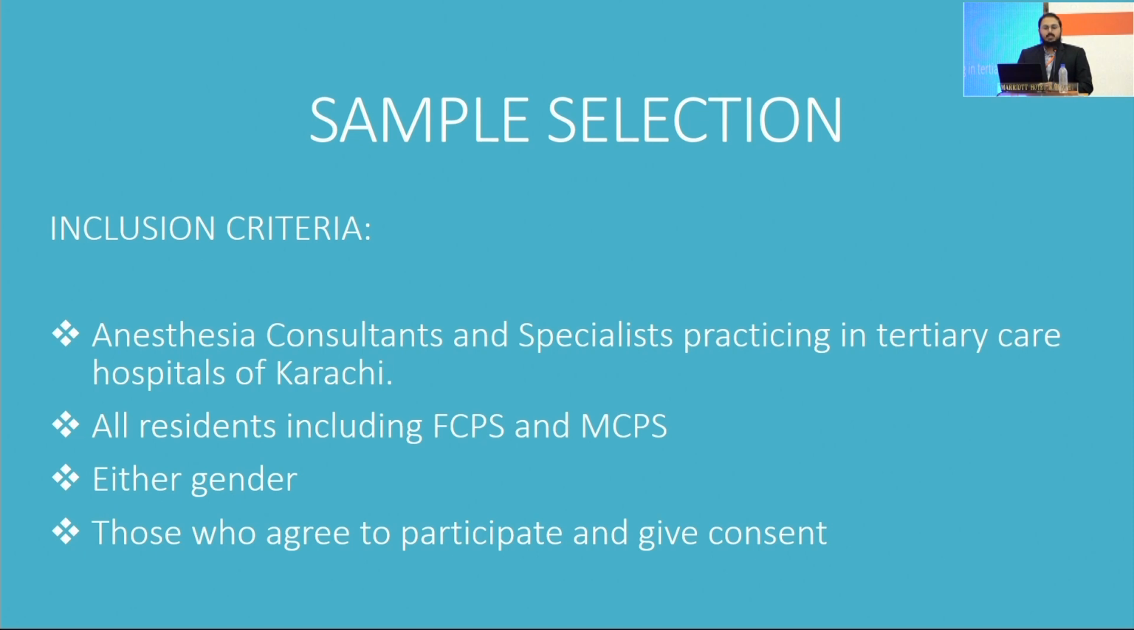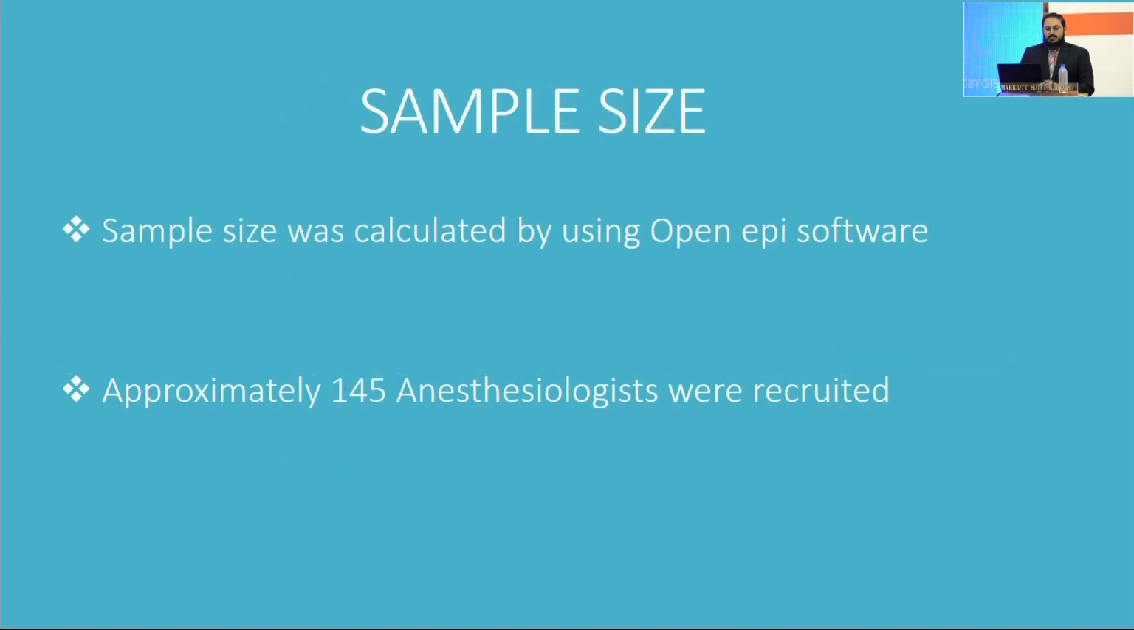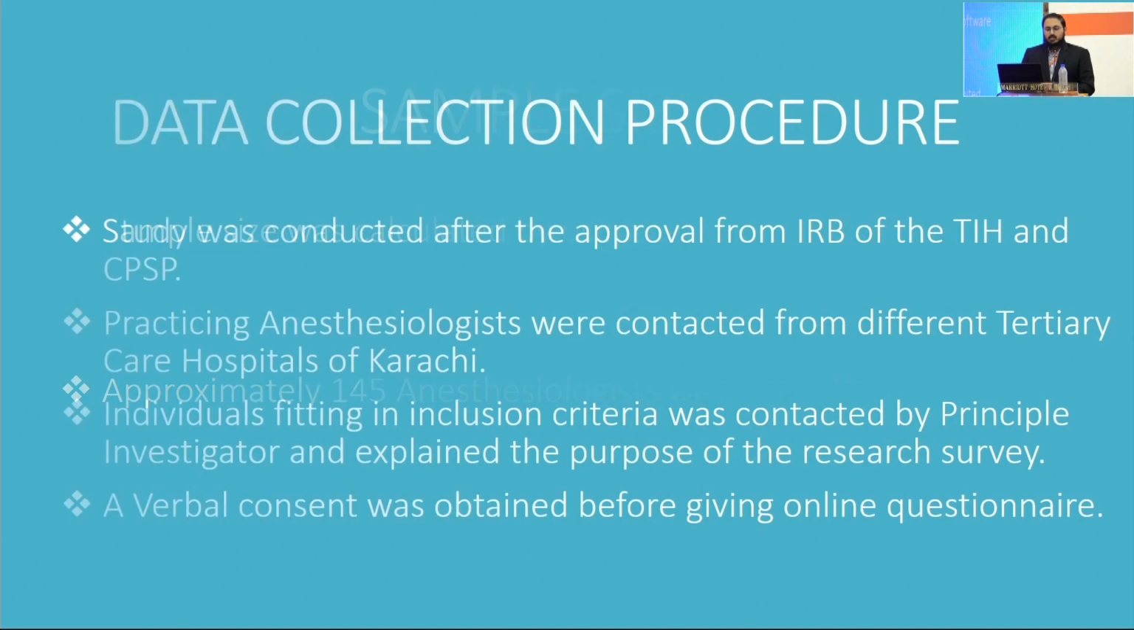In the sample selection, the inclusion criteria consisted of anesthesia consultants, specialists, and residents working in tertiary care hospitals, of either gender, who participated and gave consent. The exclusion criteria consisted of all those residents working in secondary care and primary care hospitals, and those who refused to give consent. The sample size was calculated using OpenEpi software. Approximately 145 anesthesiologists were recruited.